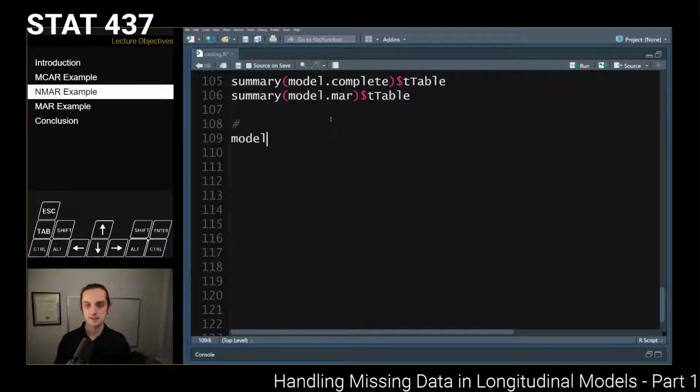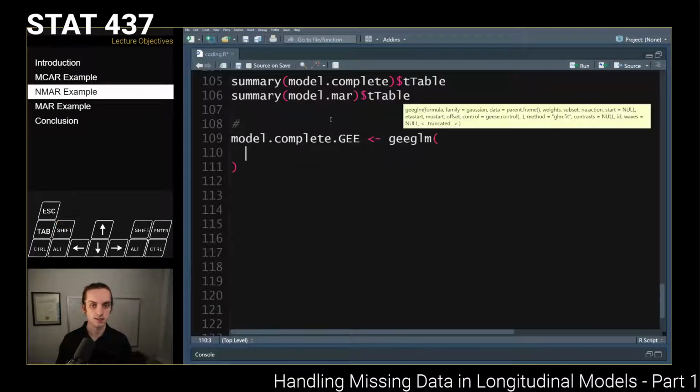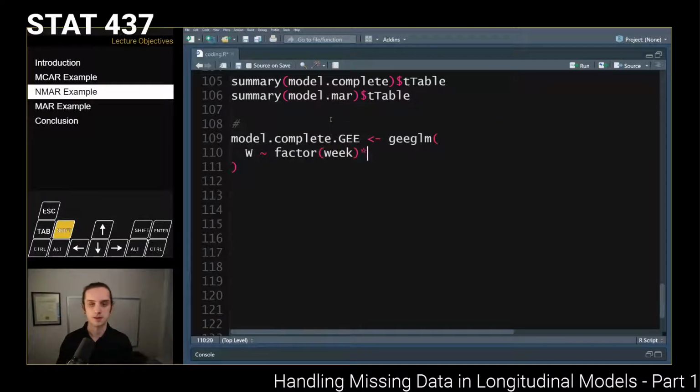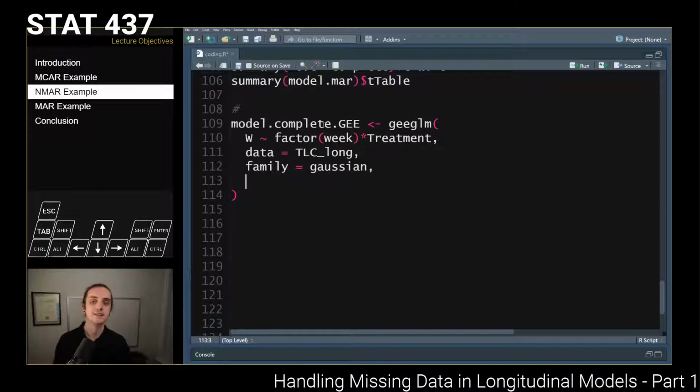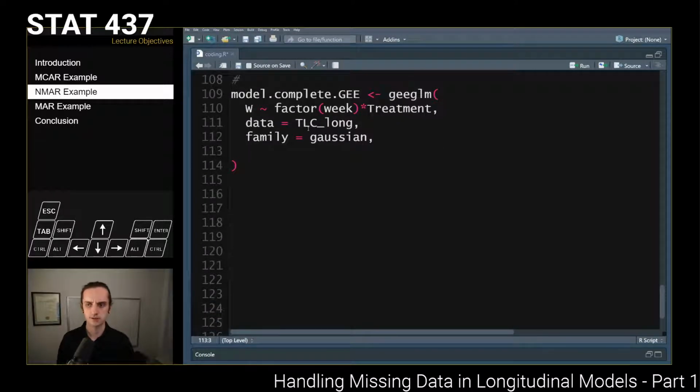And so if I just come in here and I define a model complete GEE, and I say that this is going to be the GEE GLM, and we use the same mean form as what we had looked at before. So that's the factor of week interacting with treatment. We take the data to be TLC long, and we take the family here to be Gaussian, right? So that's specifying that this is going to be a Gaussian generalized marginal linear model. We take the ID to be ID, and we take the correlation structure to be unstructured, what we had specified before.